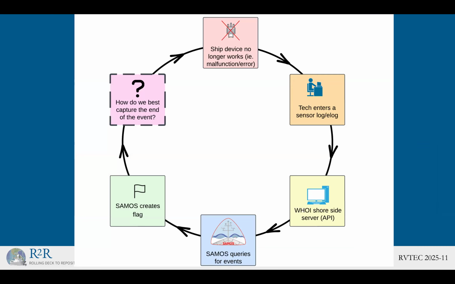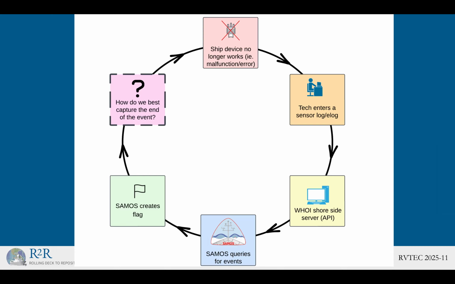So this is our data life cycle, right? You get a tech, he says the ship device doesn't work anymore. There's a malfunction, there's an error. So then this tech will go in the e-log and create an event saying, hey, this device, this serial number, this location is no longer working.